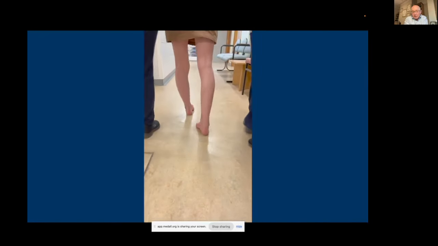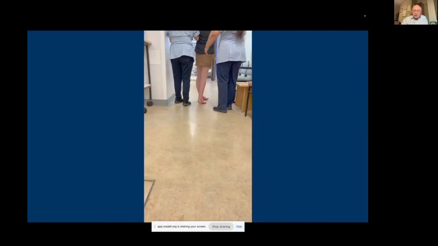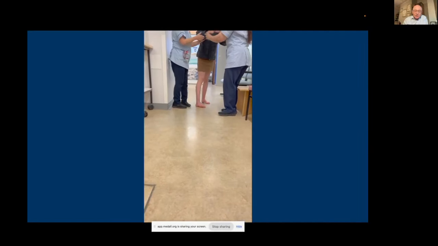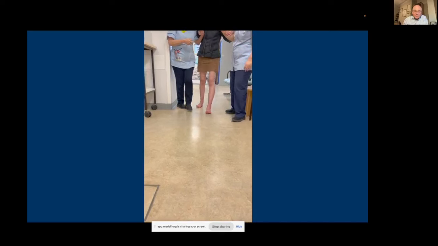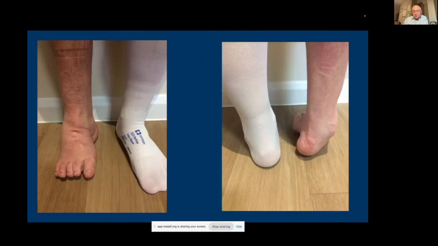She's really happy with it. It's interesting. Her left foot hasn't gone as much. I suspect she'll be back at some point. She's determined to stay on her feet at least to finish university. So she was really happy with that result.